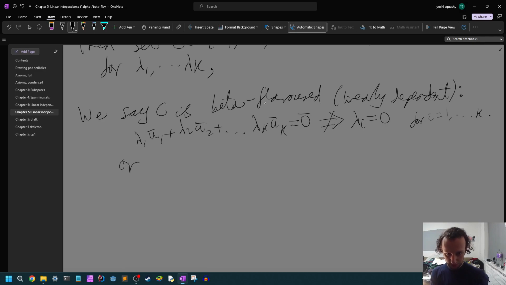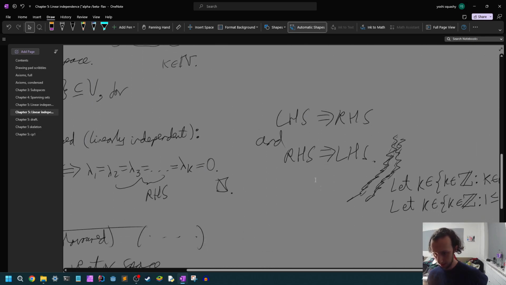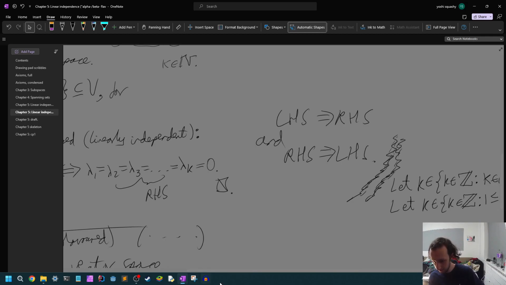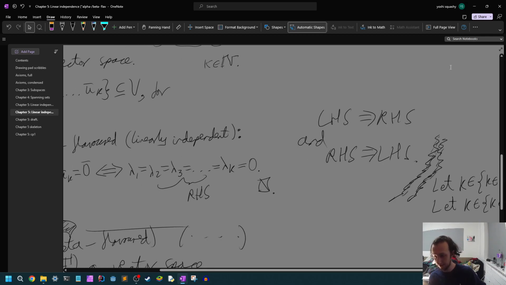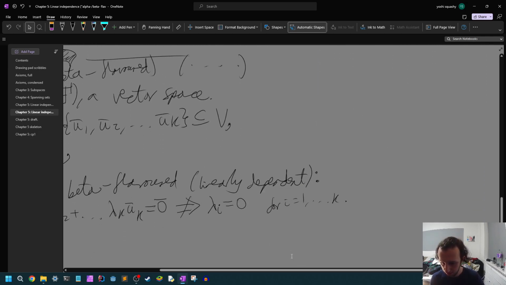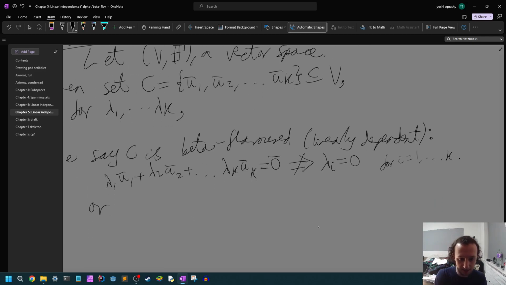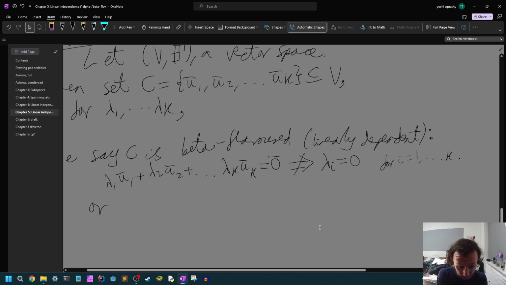But this isn't the full story, like we discussed not long ago with left-hand side implies right-hand side and right-hand side implies left-hand side. The logical negation is that left-hand side does not imply right-hand side, and right-hand side does not imply left-hand side, so we're going to use that here. So the two definitions really are just the same, but just inverses of each other. If you want to think about it that way, you don't have to, obviously. Or lambda i equals 0.